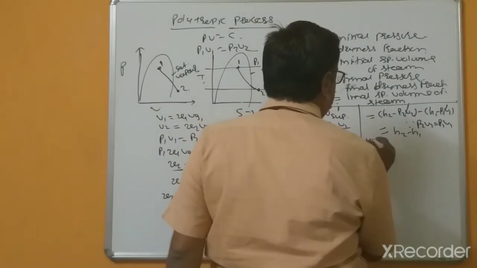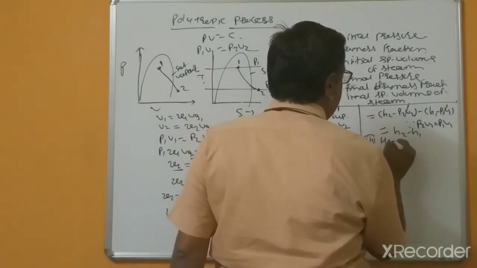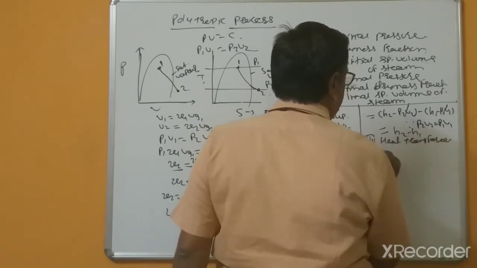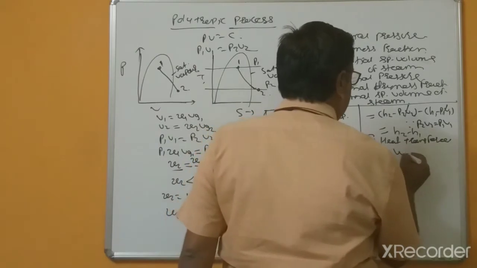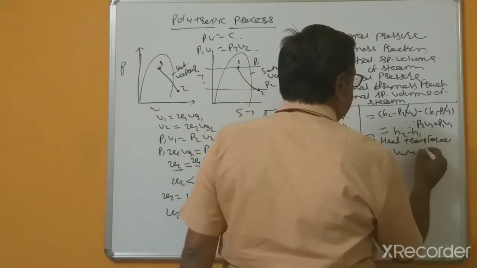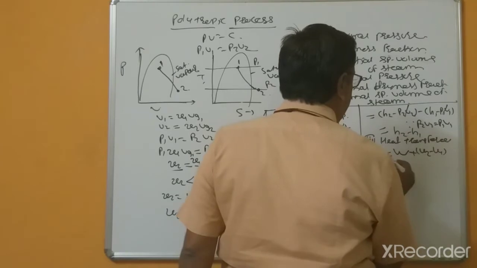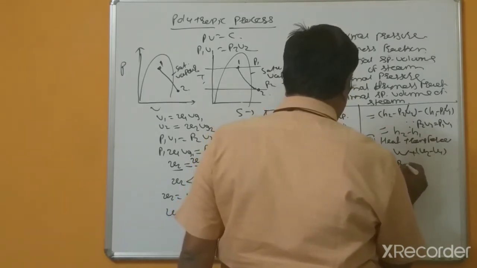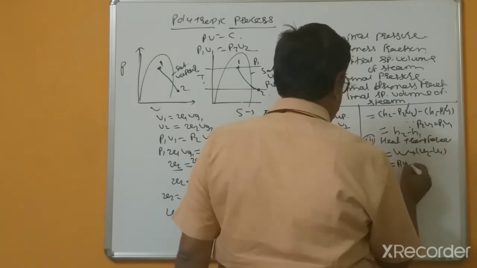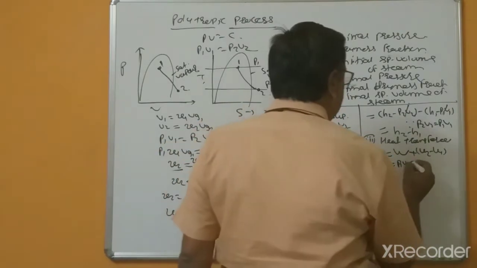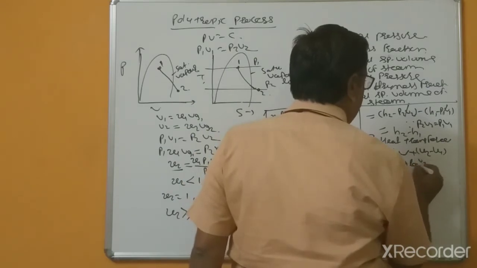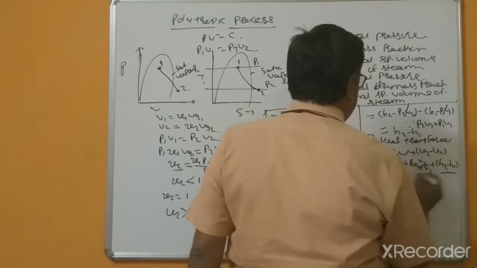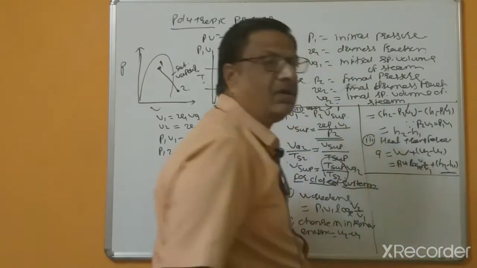And third, heat transfer: Q equals W plus U2 minus U1. So W equals P1 V1 log of e V2 by V1, and this is H2 minus H1. So this is for closed systems.